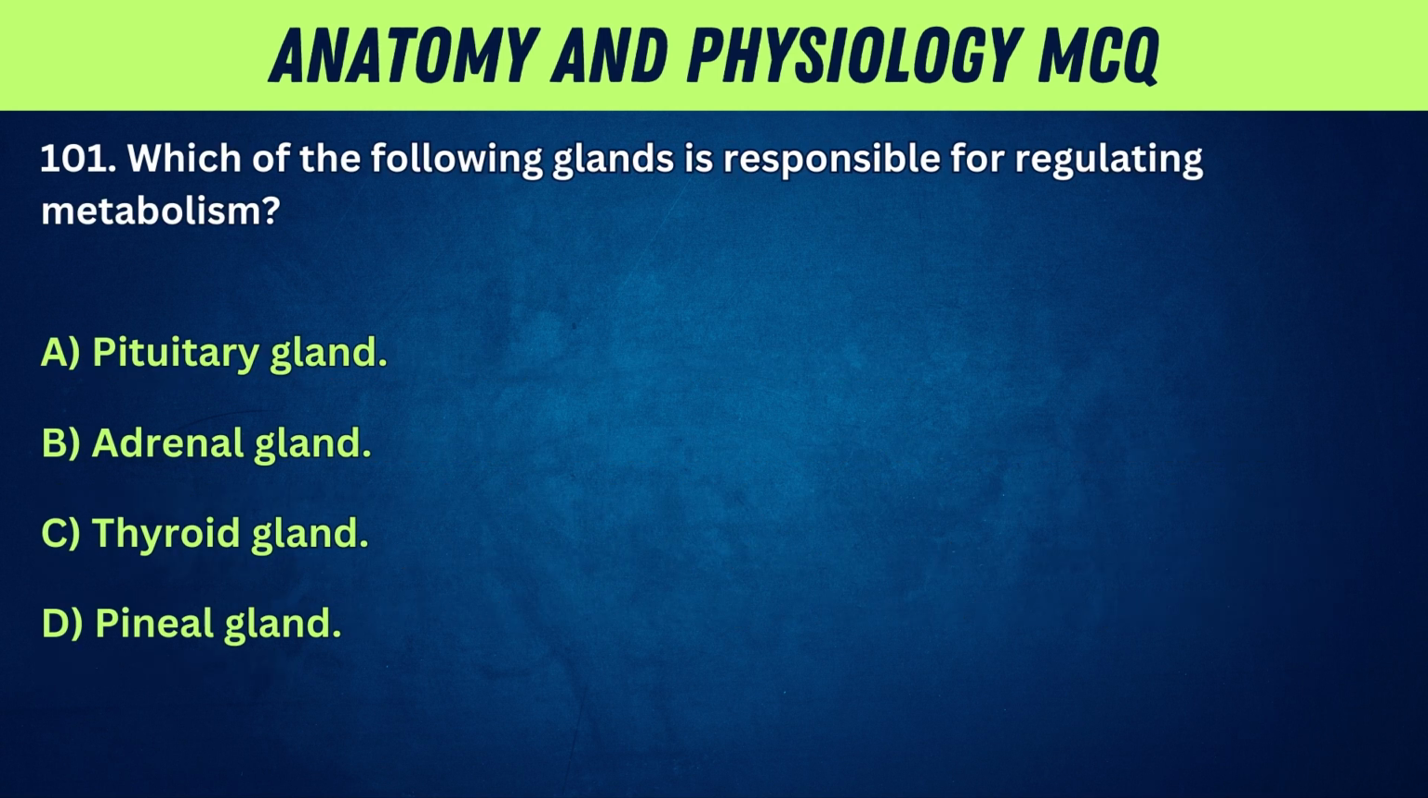101. Which of the following glands is responsible for regulating metabolism? A. Pituitary gland. B. Adrenal gland. C. Thyroid gland. D. Pineal gland.